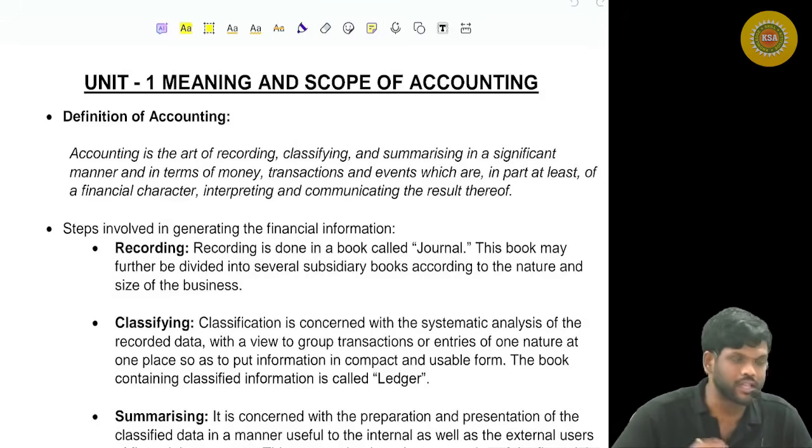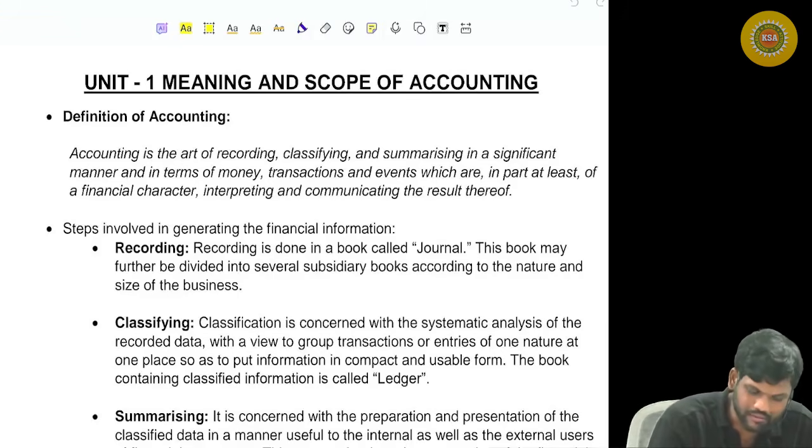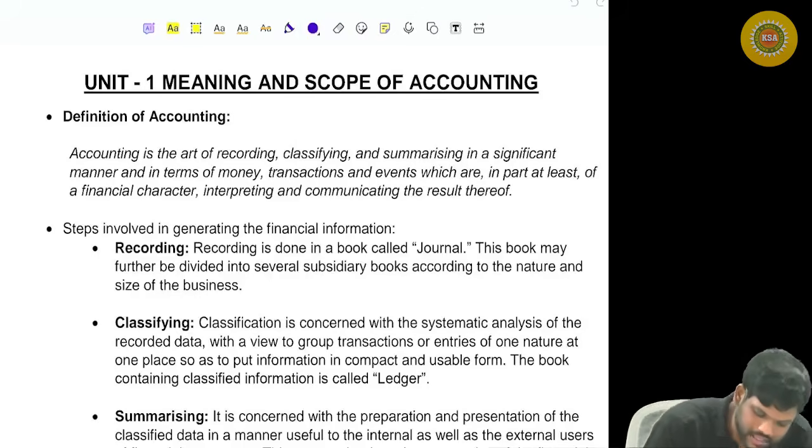We will be revising all the 7 units that are there in your first chapter, theoretical framework. Let us start with the first unit, unit number 1: Meaning and scope of accounting. You all know accounting has various elements. So accounting is the art of recording.